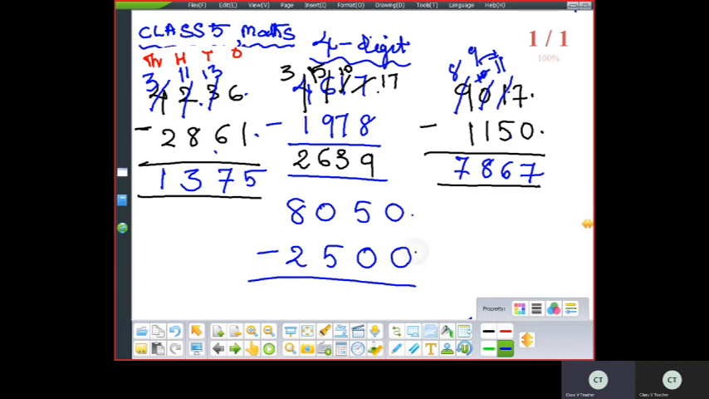So then 0 minus 0 is 0. 5 minus 0 is 5. So 0 will not go in 5, 0 becomes 10. 8 becomes 7. So 10 minus 5 is 5. 7 minus 2 is 5. Got the answer? Okay, children.